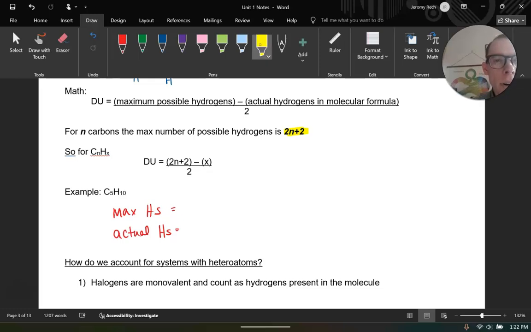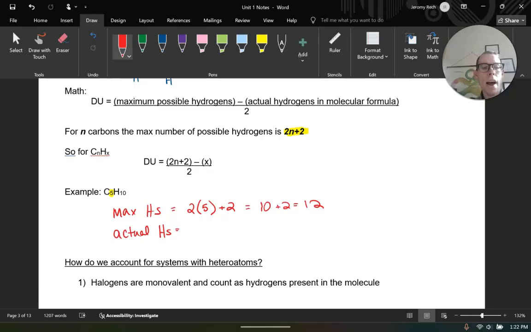So our n number is going to be the number of carbons. So here we have C5H10. That's 5 carbons. So we're going to do 2 times 5 plus 2. That's our 2n plus 2. In terms of this math here, 5 times 2 gives us 10. 10 plus 2 is going to give us 12. So in this system, we can fit a maximum of 12 hydrogens.